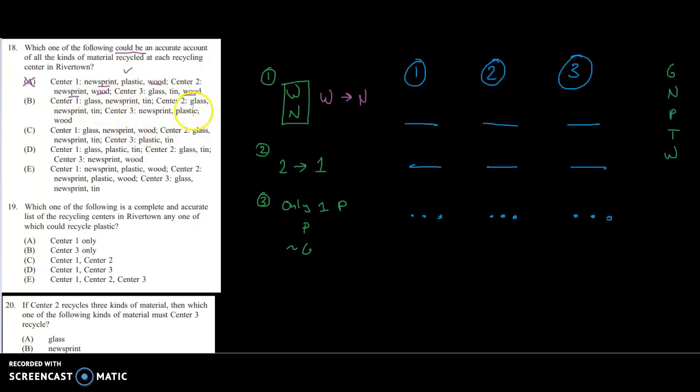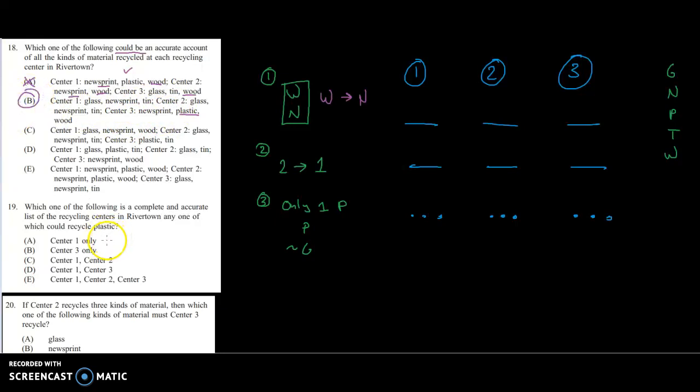Center 1, fine. Center 2, glass, newsprint, tin, also still not violating any of our rules. Center 3, newsprint, plastic. Okay, we have wood there, but we have newsprint to go with it. We have plastic. That kicks in one of our rules here. Remember, the rule for plastic is only one place can have it and no glass to go with it. No glass. Nobody else has it. So, frankly, we would stop right there.